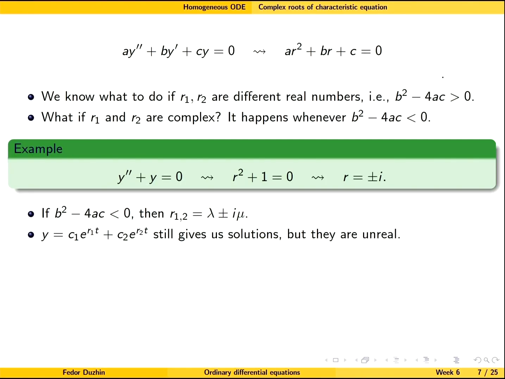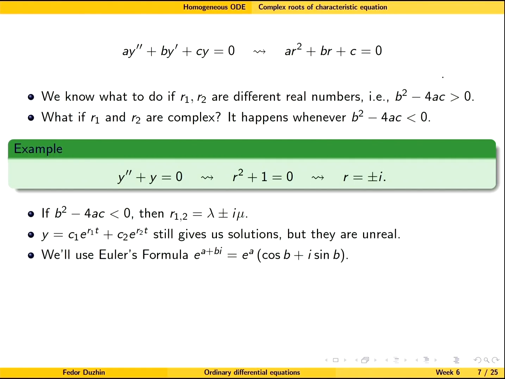And as a matter of fact, our formulas, e to the power r1 t and e to the power r2 t, are still solutions, because when you substitute into the differential equation, nothing changes as compared to the previous week. If you just substitute into the differential equation, you still get 0 equals 0. But the only problem is that these solutions are not real.